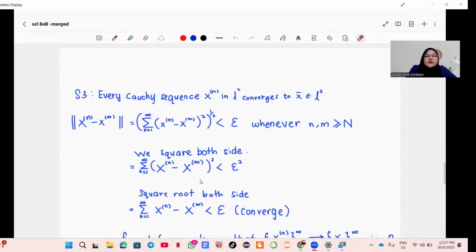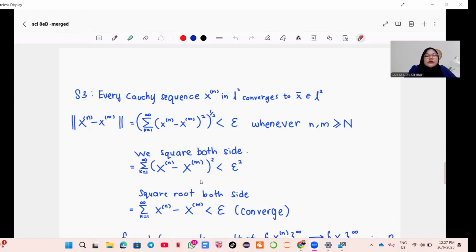So next, for step 3, we want to show the space L2 is complete. So we recall definition 6.4.1, which says the metric space is complete if every Cauchy sequence Xn in L2 converges to X in L2. This is what we want to aim for. Thus, I will explain my working.